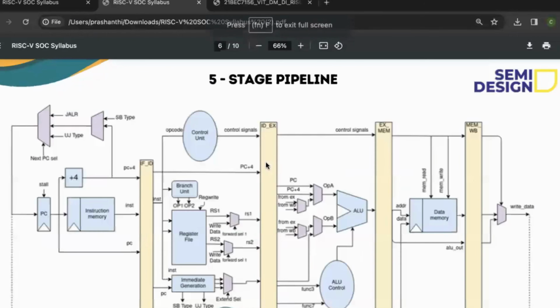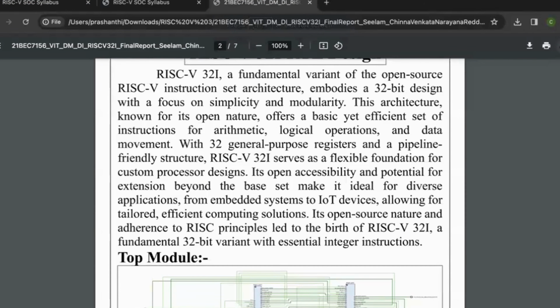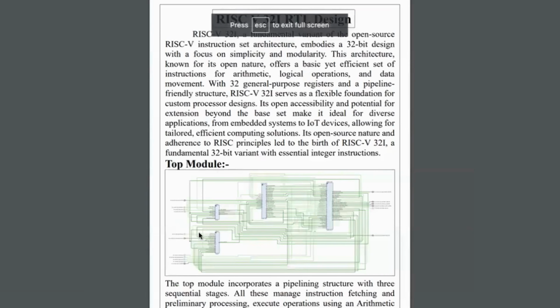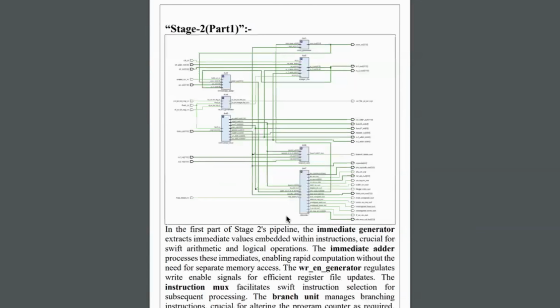So another thing is, after executing that 5-stage pipeline, if you go in detail, this is how we are going to develop the RISC-V 32i. This is the top module. In this top module, we are divided into stages, okay, the stage 1. So what are the things involved in stage 1? We are going to observe the waveforms and the output, and then stage 2.